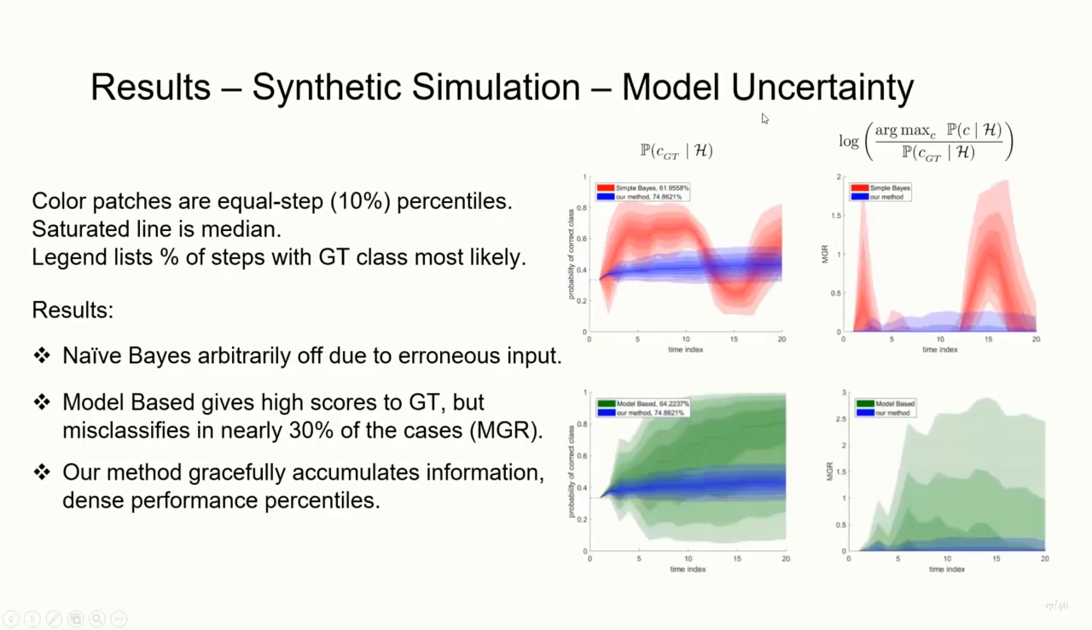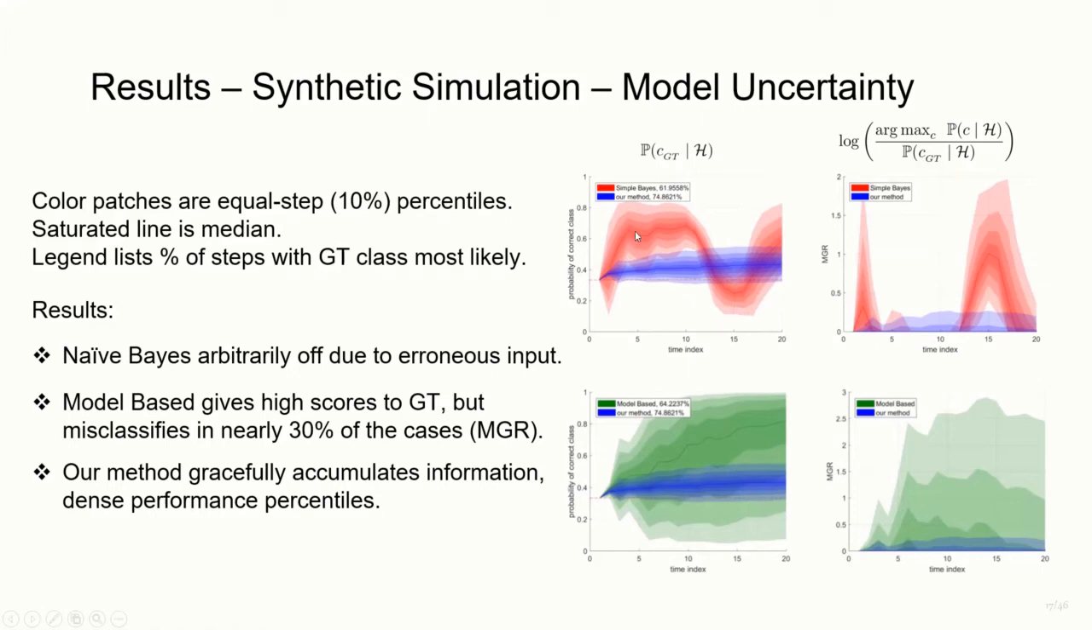Here are plots for the model uncertainty benchmark. In each of the plots, the color patches are 10% percentile steps. The saturated line in the middle is the median of each method, and the percentage here is the percentage of time steps with the ground truth class being the most likely. In red is naive Bayes. In blue is our method. The left column is the most likely class, and the right column is the most likely to ground truth ratio.